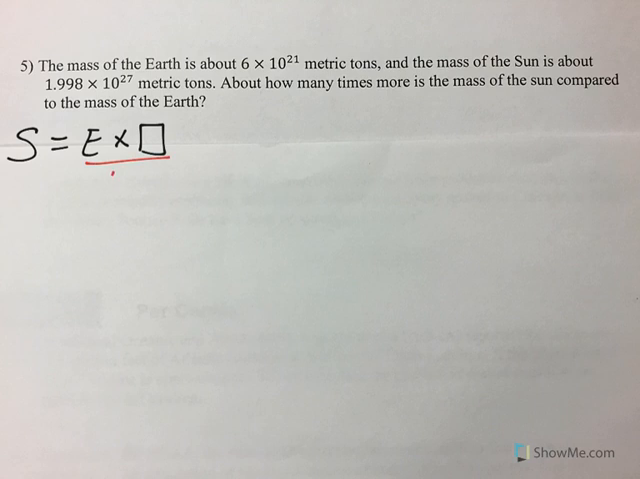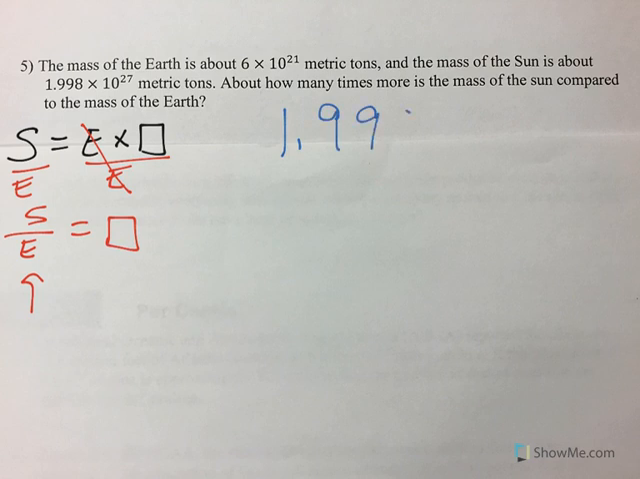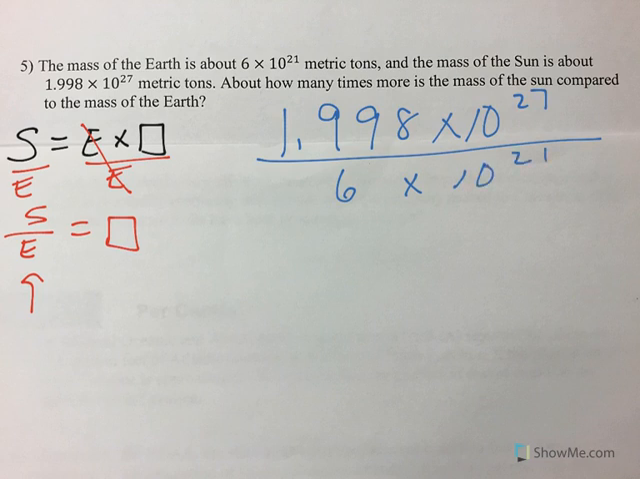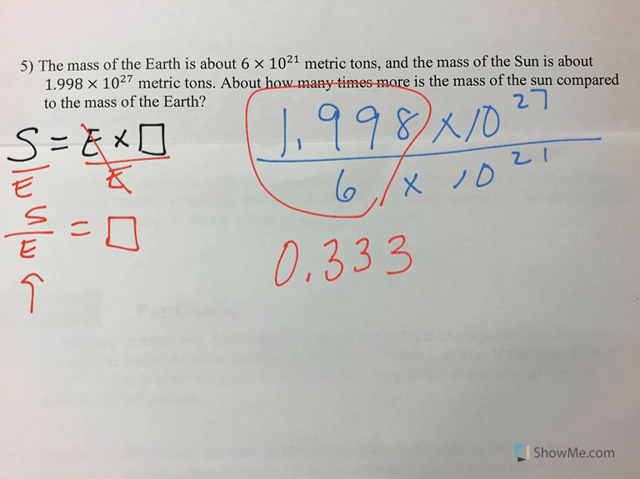Now, algebraically, if we divide both sides by the Earth, that would give us our unknown value is the Sun divided by the Earth. So that's what we want to do. We want to take the Sun, which is 1.998 times 10 to the 27th, and divide by the Earth, which is 6 times 10 to the 21st. So I divide my front numbers, and I get roughly 0.333. And I subtract my exponents, so I get times 10 to the 6th.